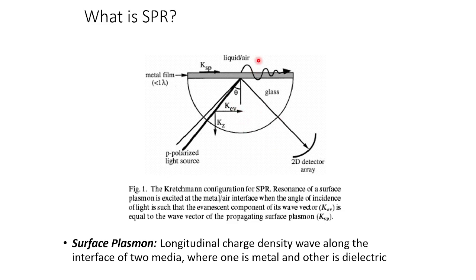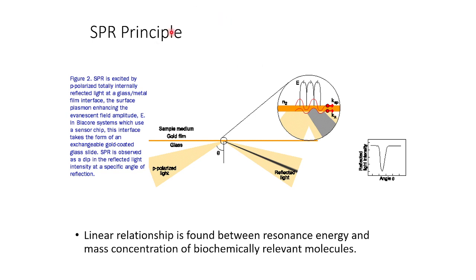So this is a metal surface, and this is what is your SPR. The principle behind SPR is that your SPR is excited by a positively polarized light, totally internally reflected light at, say, a glass or a metal film interface. So the surface plasmon is enhancing the evanescent field amplitude, which is your E.